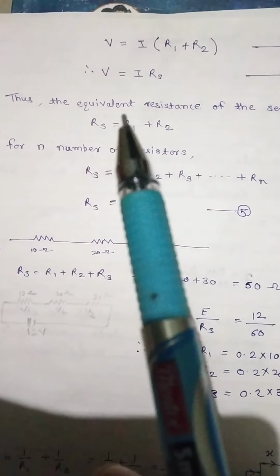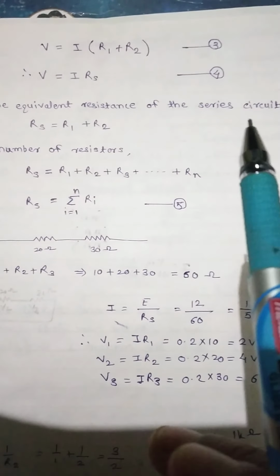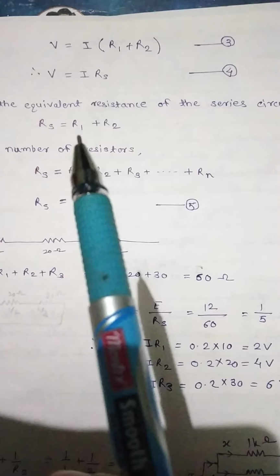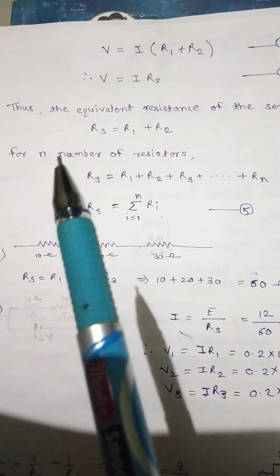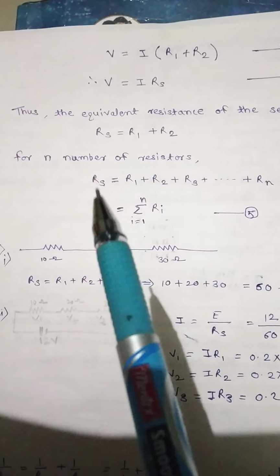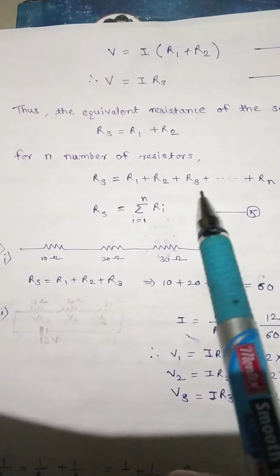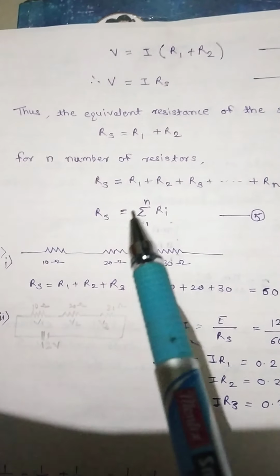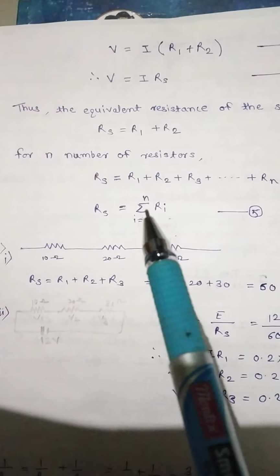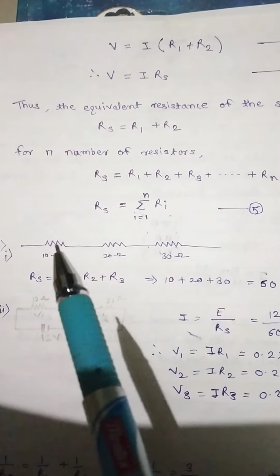Thus the equivalent resistance of the series circuit, RS, is equal to R1 plus R2, and for n number of resistors RS is equal to R1 plus R2 plus R3 plus up to Rn. So RS is equal to the summation of Ri, where i starts from 1 to n.